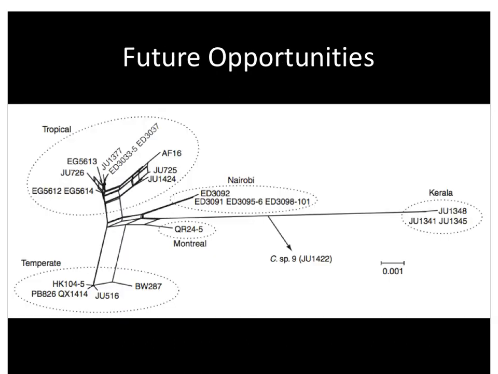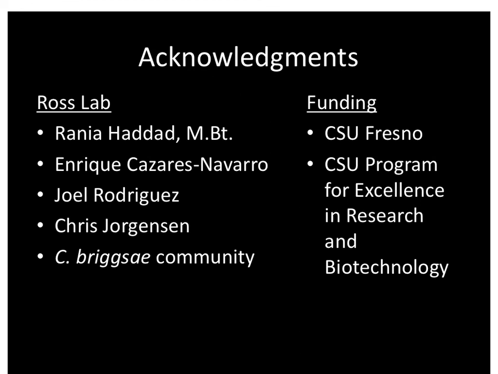So in the future, what we're going to do is look beyond just AF16 HK104 hybrids to make more hybrids of tropical and temperate strains to see if this pattern is more pervasive than just between these two specific strains. I'd like to thank again Rania, who did all of this work, some undergraduates and technicians in the lab who supported this work, and also funding sources from the California State University system.